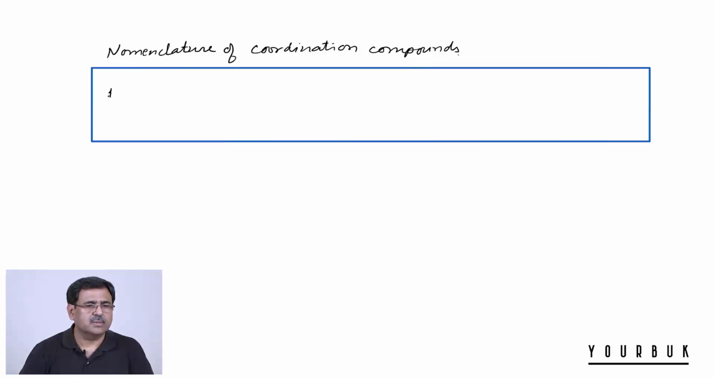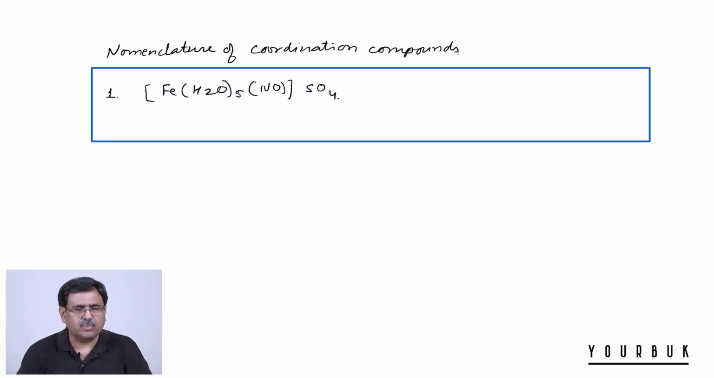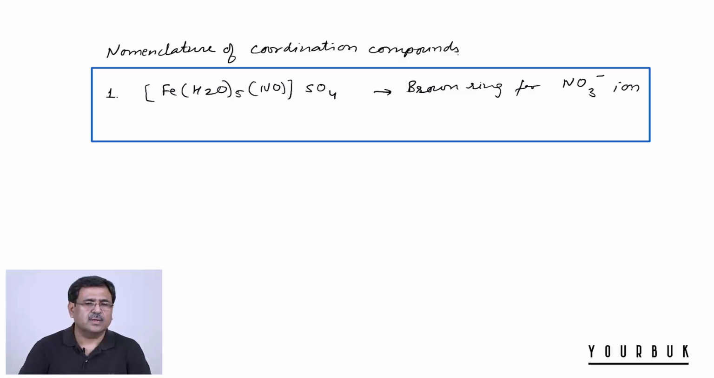Now, this is our first example. It is a complex of iron, [Fe(H2O)5NO]SO4. This is an example of a cation complex, and this is the formula of the brown ring for the nitrate ion. And this is one example where NO is present as a positive ligand called nitrosonium.